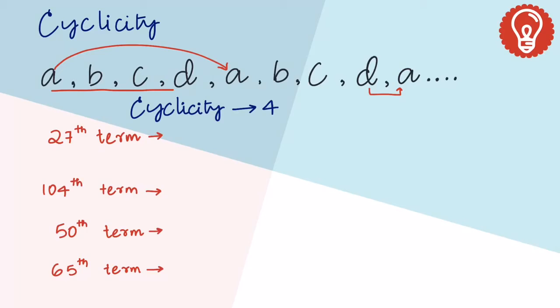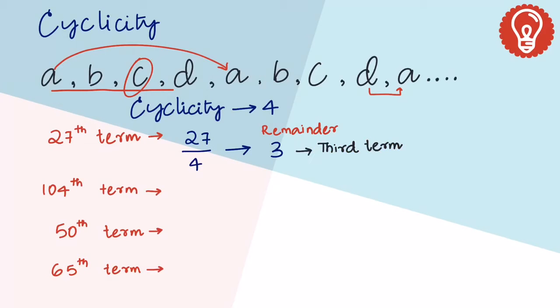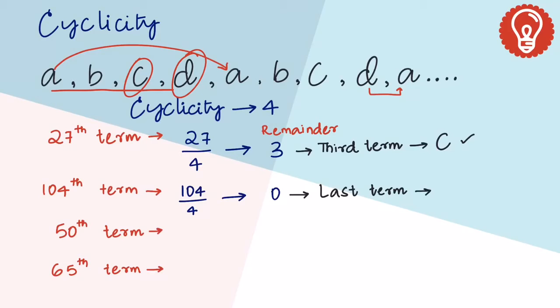To find the 27th term, let's take the number 27, divide it by 4 because the cyclicity is 4, and find the remainder, which is 3. 3 refers to the third term in the series, which is C. Therefore, 27th term is C. If it's the 104th term, divided by 4, the remainder is 0, which refers to the last term in the series, and the last term is D. Therefore, 104th term is D.